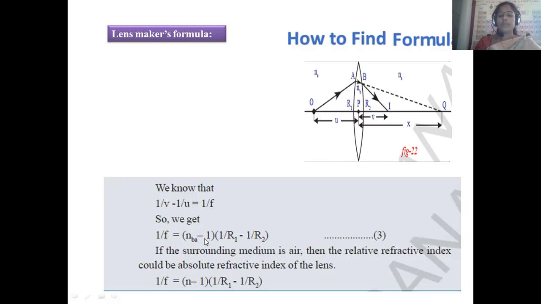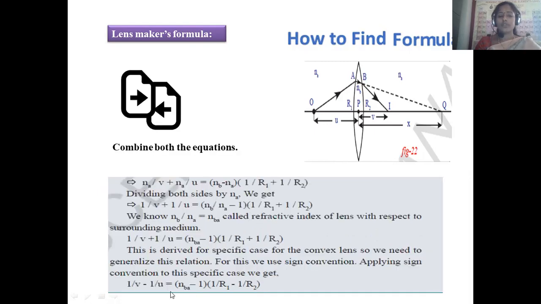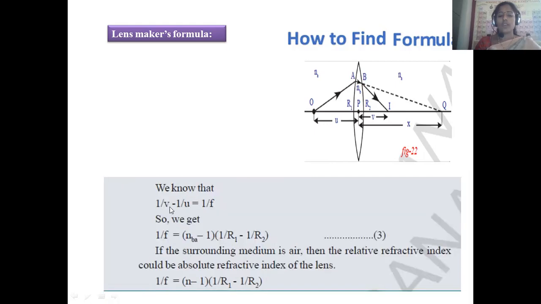1/f is equal to (n2/n1 minus 1) into (1/R1 minus 1/R2). These values are incorporated here because 1/v minus 1/u is equal to this term. So we are going to substitute the 1/v minus 1/u value in this lens formula, so that it becomes 1/f is equal to (n2/n1 minus 1)(1/R1 minus 1/R2). It can be generalized as 1/f is equal to (n minus 1) into (1/R1 minus 1/R2). This is the formula called the lens maker's formula.